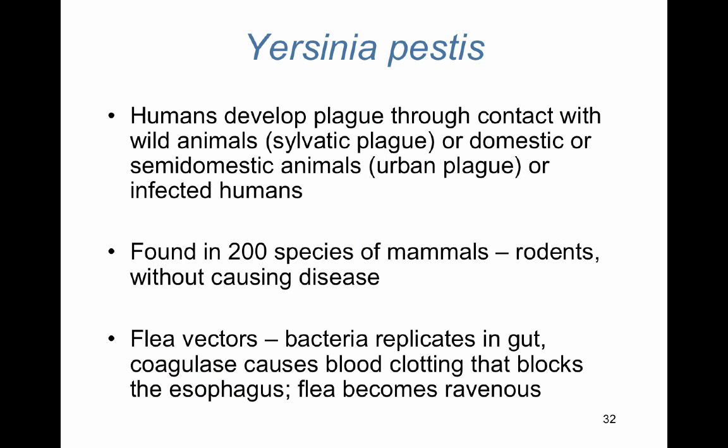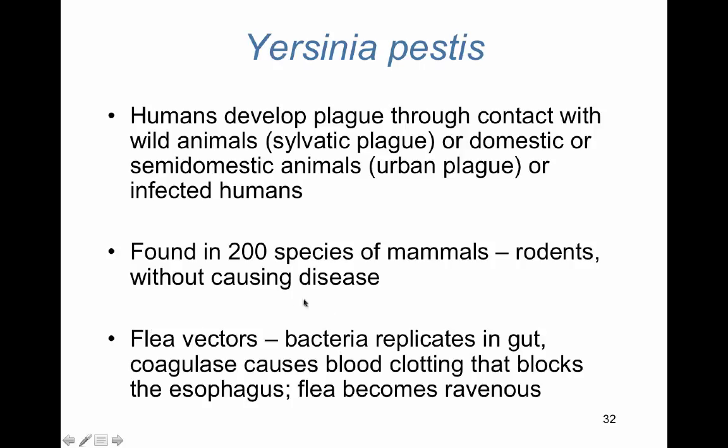Now, Yersinia pestis is contracted through contact with wild animals. So in this case, it would be called the sylvatic plague, or domestic or semi-domestic animals, urban plague. And there's also pneumonic plague, which is spread from human to human. This particular bacterium has been found in approximately 200 species of different mammals, so rodents, without causing disease. And it is one that notoriously in the bubonic plague that wiped out a good majority of the population many years ago was spread via the flea.